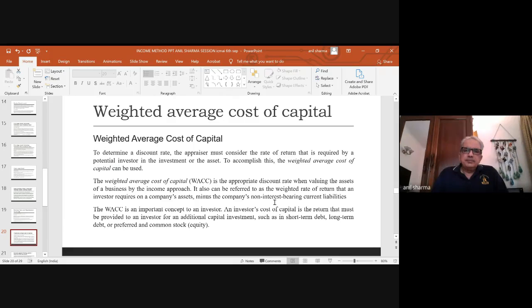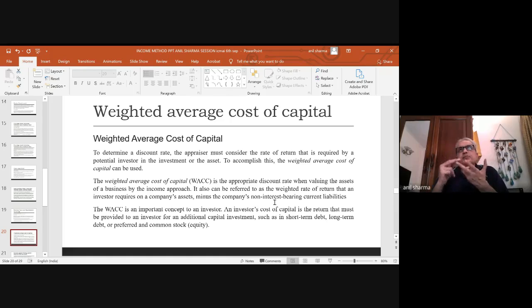Okay, so what is the weighted average cost of capital? Again, I was trying to tell you earlier that debt and equity have different expectations of returns, right? Suppose you have a 70+30 ratio between debt and equity. So debt is 70% and 30% is equity. So why do you need to know the cost of capital?